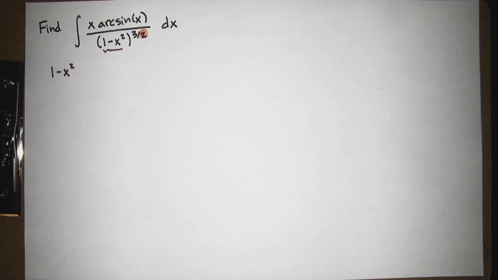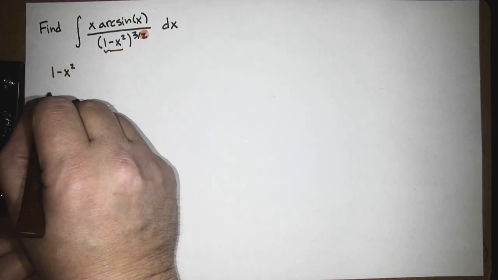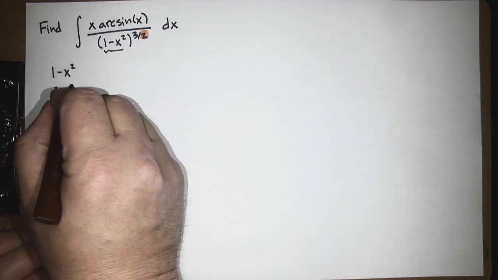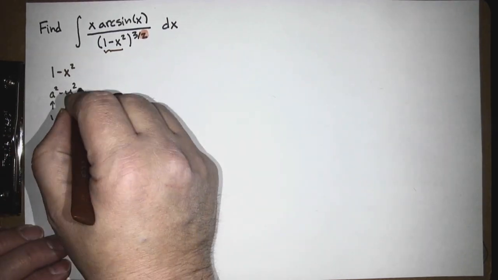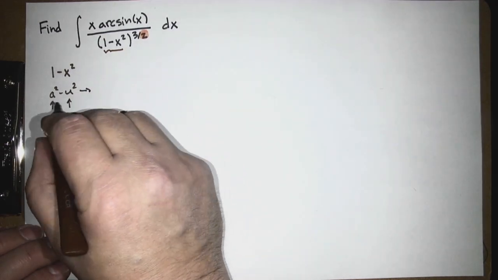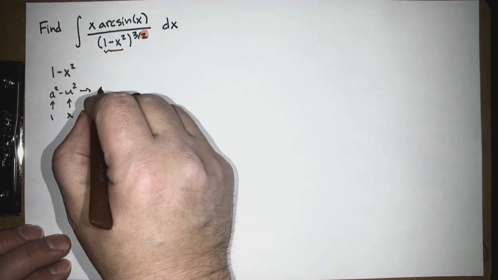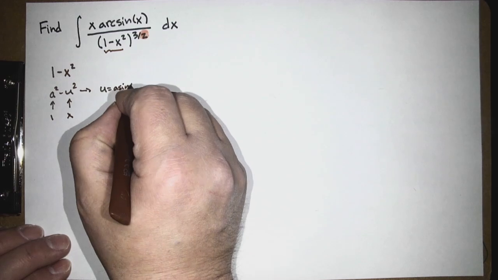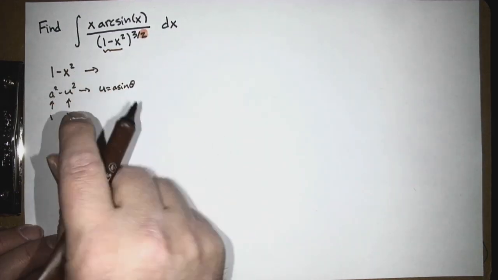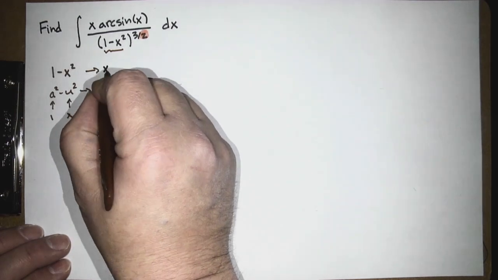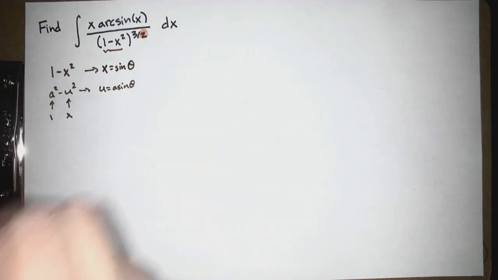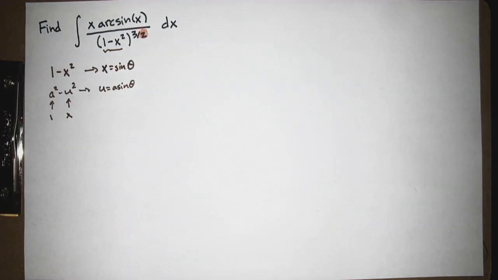Which form is it in? Yeah, it's a squared minus u squared. So where a is 1 and u is x. So normally this tells us if I see a squared minus u squared, the substitution is u equals a sine theta. So for us, since u equals x and a equals 1, this says your substitution is x equals sine theta. All right, so that's our substitution we're going to be making.